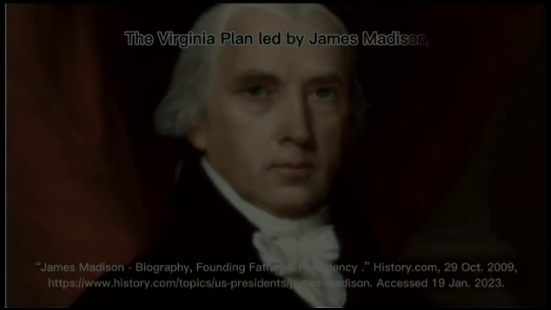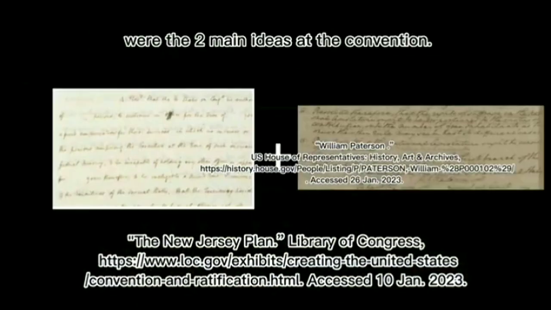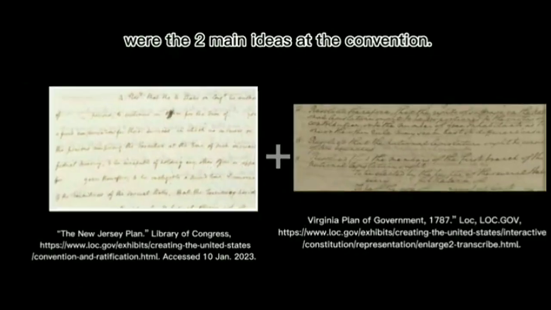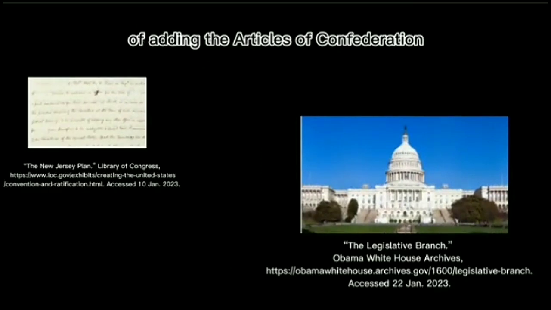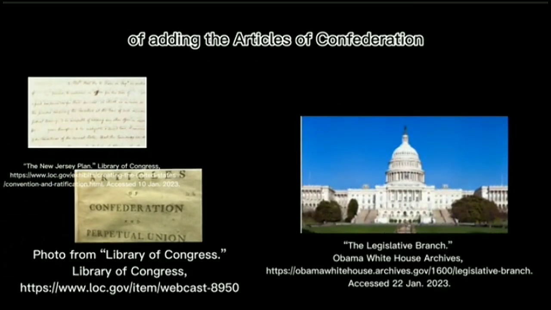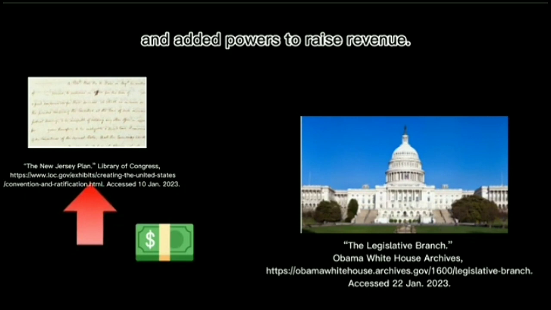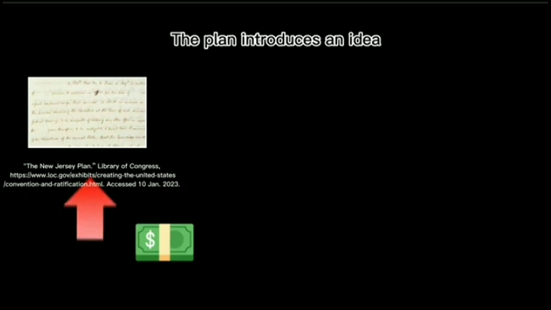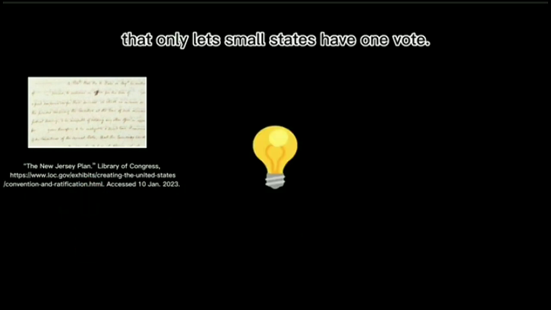There were multiple ideas brought up at the convention. The Virginia Plan, led by James Madison, and the New Jersey Plan, led by William Paterson, were the two main ideas at the convention. The New Jersey Plan brought the idea of amending the Articles of Confederation and added powers to raise revenue. The plan introduces an idea that only lets small states have one vote.